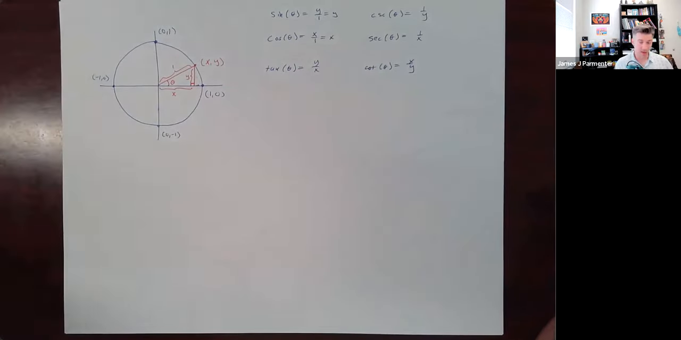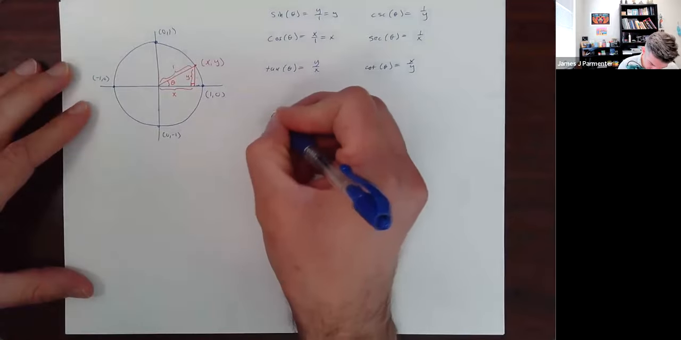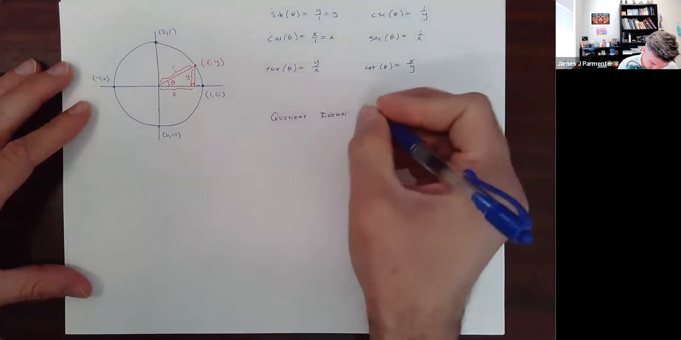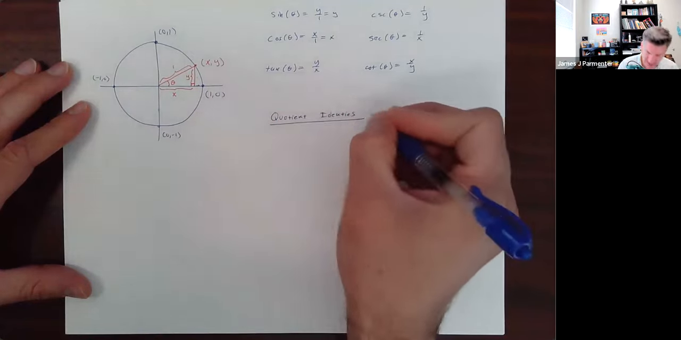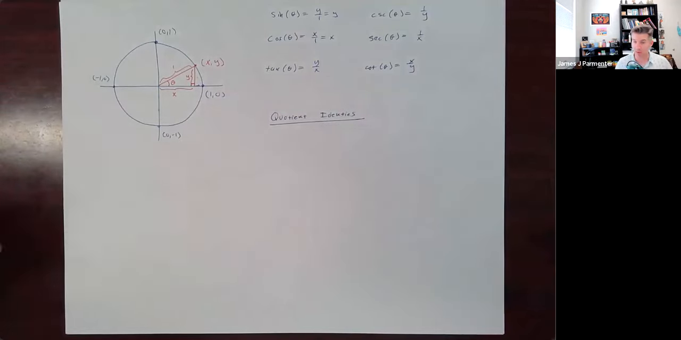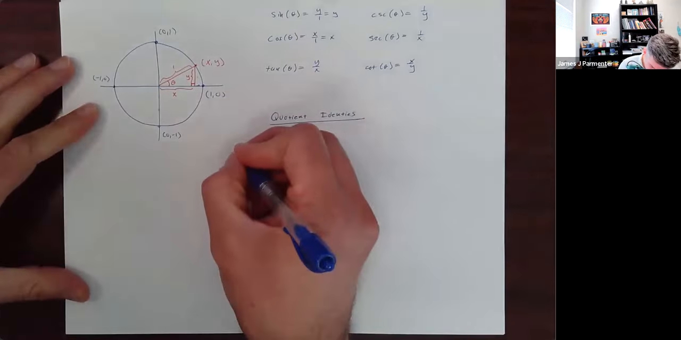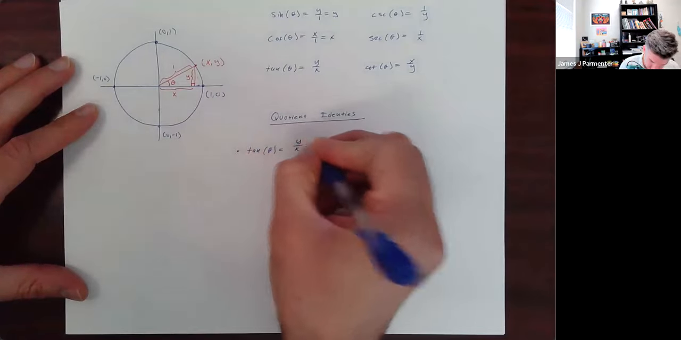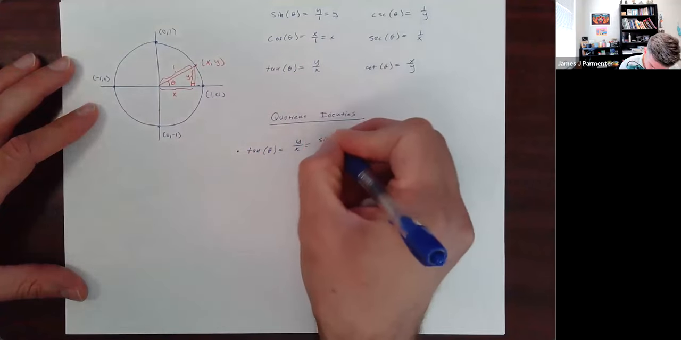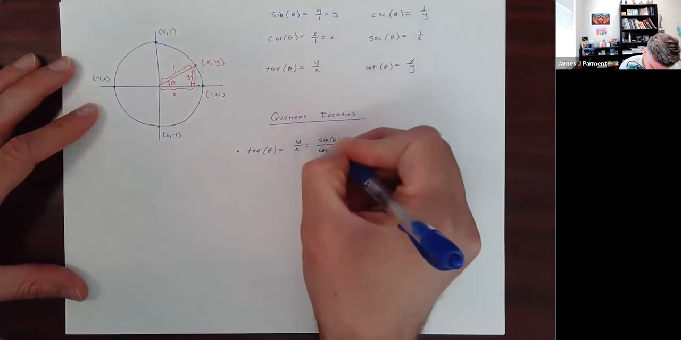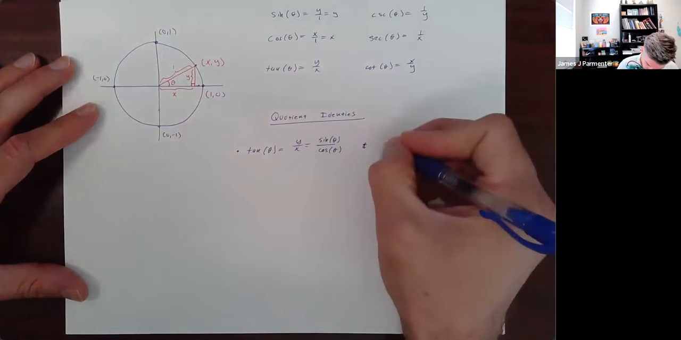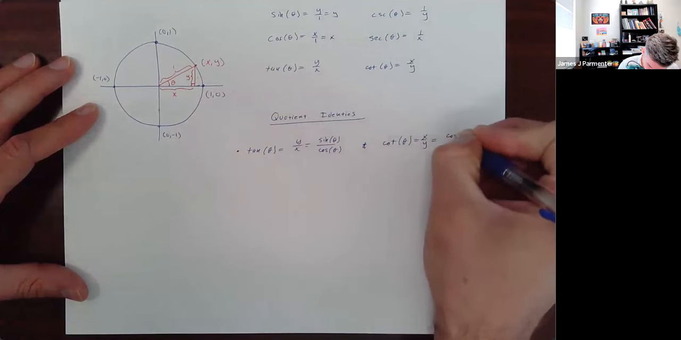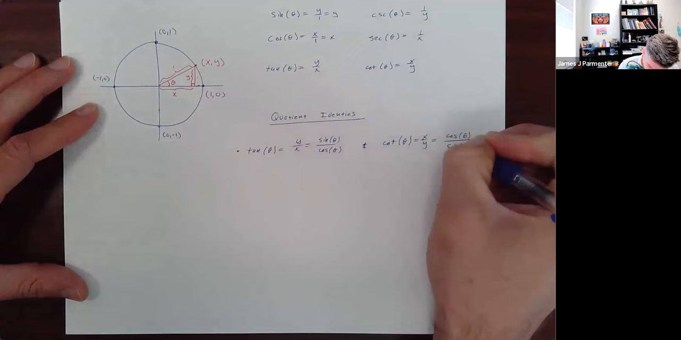When I think of the quotient identities, what I'm really thinking about is the fact that each of the trig functions other than sine and cosine can be written as a fraction involving sine and/or cosine. For example, tangent of theta equaling y over x is just equal to sine of theta divided by cosine of theta. In a similar way, cotangent of theta equal to x over y is just cosine of theta divided by sine of theta.